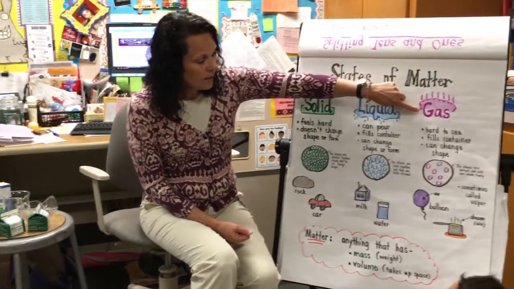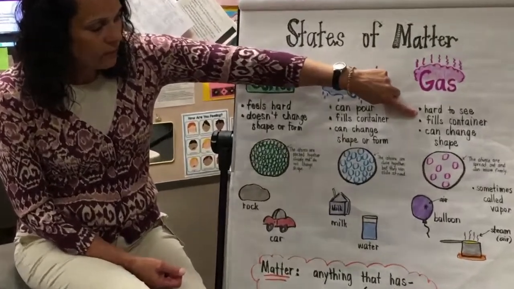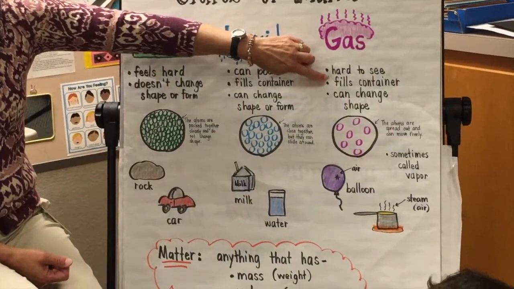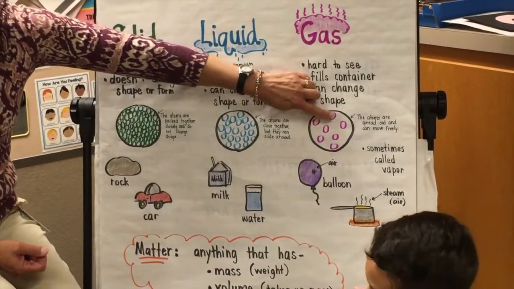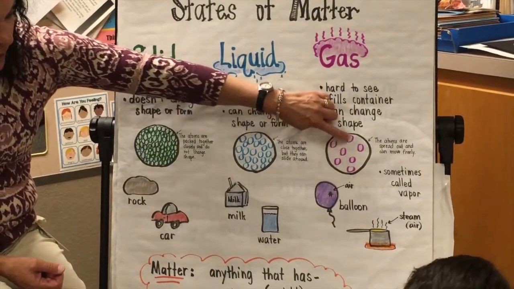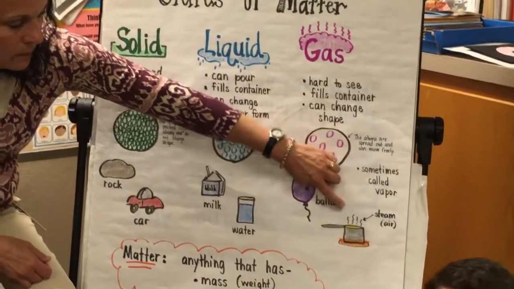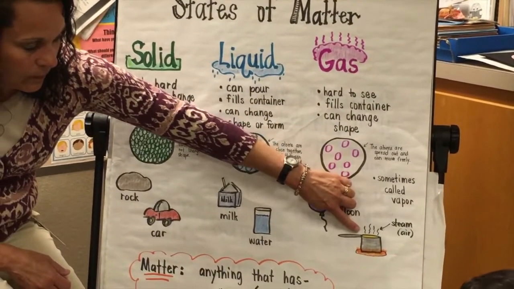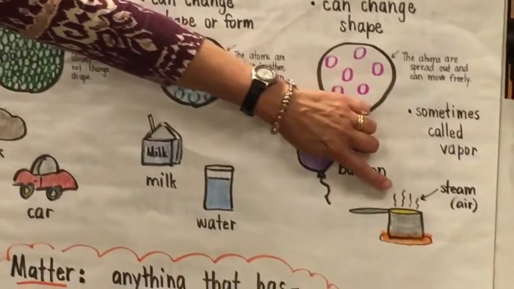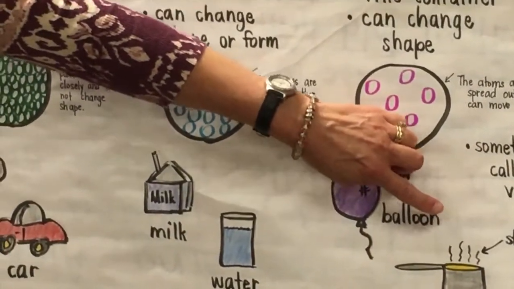And then we also were talking about a gas. And a gas is hard to see, but it fills a container also, and it can change its shape. And the reason why it can do that so easily is because the atoms are spread out and they can move more freely inside that object that they are. And sometimes people will call it a vapor, when it's steam that comes off of like maybe your hot chicken noodle soup that you're warming up in the pot on the stove, and that air that will come up is steam, and some people call it a vapor.